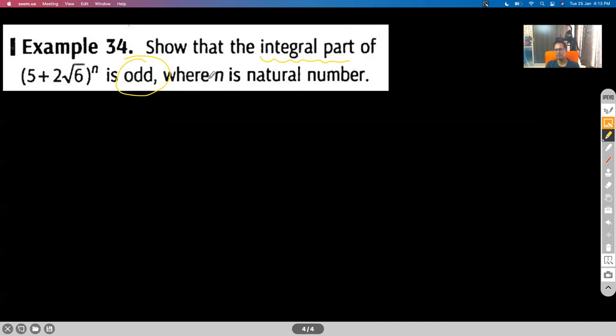How do you prove this kind of a question, or how do you show this kind of a question without actually citing examples? Should I give you 1 minute to try this out? Would you like to try this out?